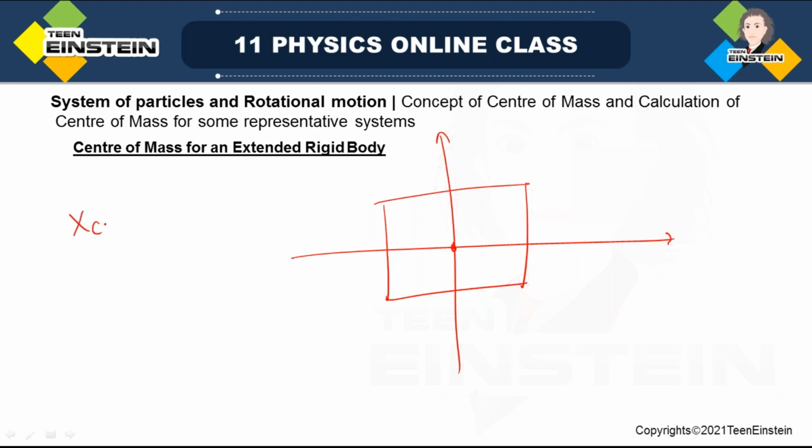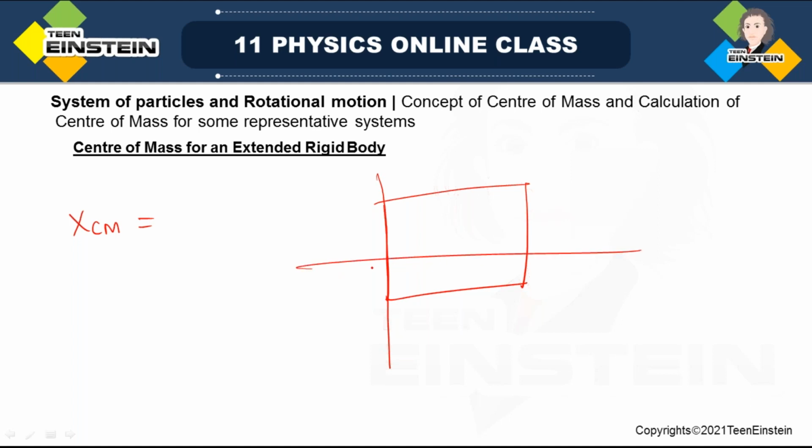When you calculate xcm, the center of mass coordinate, I'd better take this coordinate system at one end. This may be the origin, this is y, this is x. It should go in the middle, but I have not taken it that way. Anyway, when you calculate the x coordinate, you have xi dmi. That means you take, at x distance away from the origin, an elemental strip like this, and its thickness will be dy.